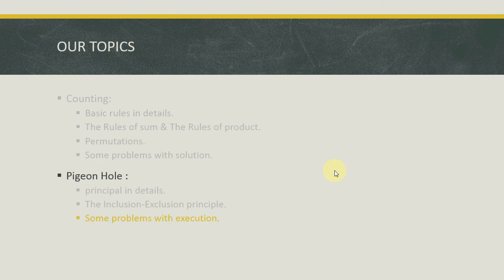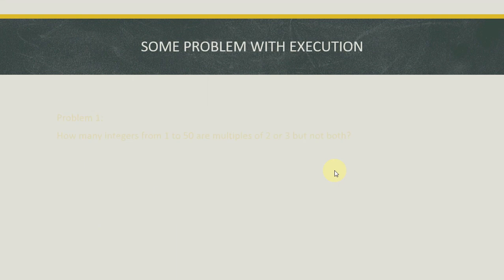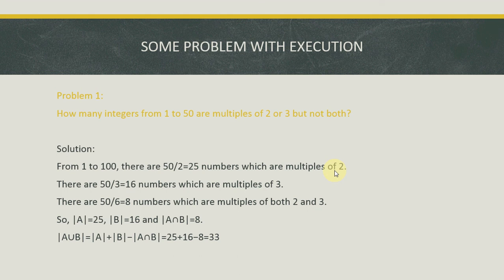Well, let's get into some problems with execution from the pigeonhole. How many integers from 1 to 50 are multiples of 2 or 3 but not both? Looking at the solution, from 1 to 50 there are 50 divided by 2 equals 25 numbers which are multiples of 2. There are 50 divided by 3 equals 16 numbers which are multiples of 3. There are 50 divided by 6 equals 8 numbers which are multiples of both 2 and 3. So set A equals 25, set B equals 16, and the intersection of A and B equals 8. From this equation we get 25 plus 16 minus 8 equals 33.